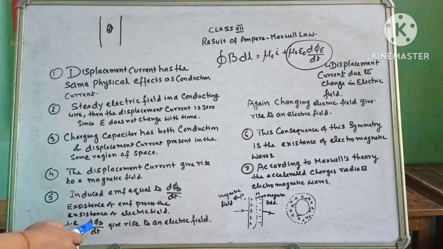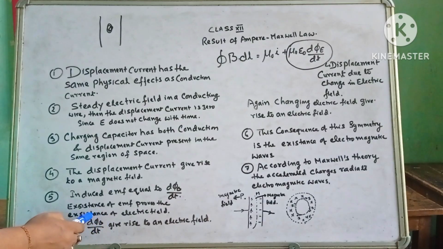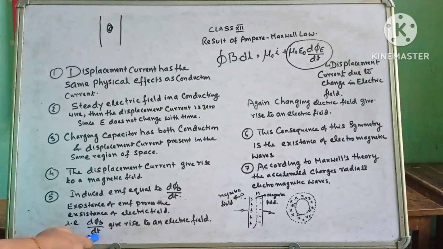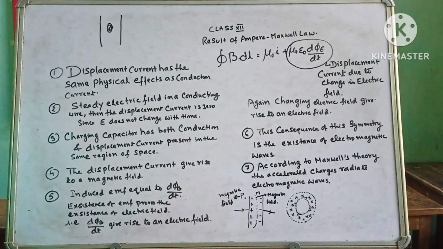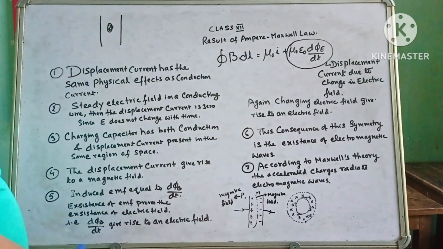And again, what is the conclusion? That is, change in magnetic field gives rise to an electric field. If there is a change in magnetic field, it gives rise to an electric field.